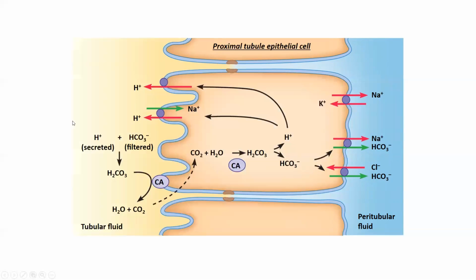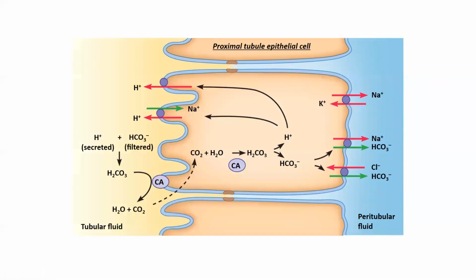Now, we have hydrogen and bicarbonate being freely filtered across the glomerulus, and they're going to wind up in the tubule. They're going to combine together to form this carbonic acid. So this H2CO3 is carbonic acid. All right. That will then, under the influence of carbonic anhydrase, this enzyme here on the apical membrane, dissociate into water and carbon dioxide, which can freely float across the epithelial cell.